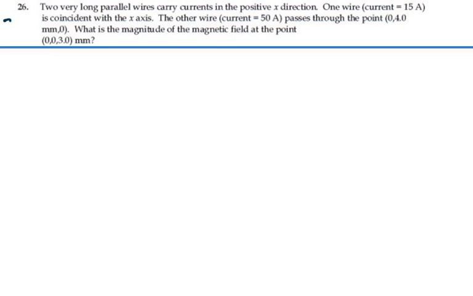Here's problem 3026. Two very long parallel wires carry currents in the positive x direction. One wire, current of 15 amps, is coincident with the x-axis. The other wire, current of 50 amps, passes through the point 0.4 millimeters 0. What is the magnitude of the magnetic field at the point 0.003 millimeters?